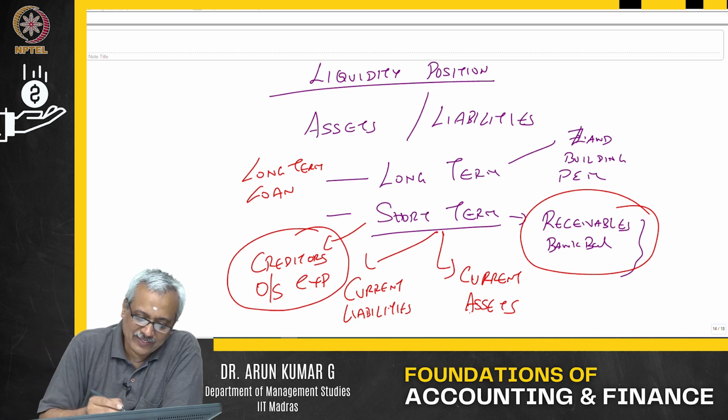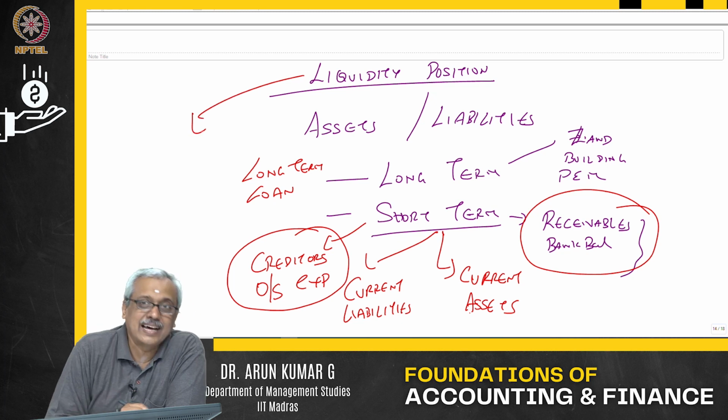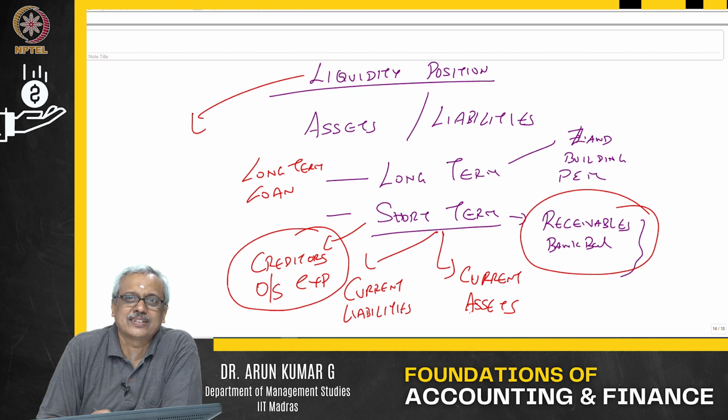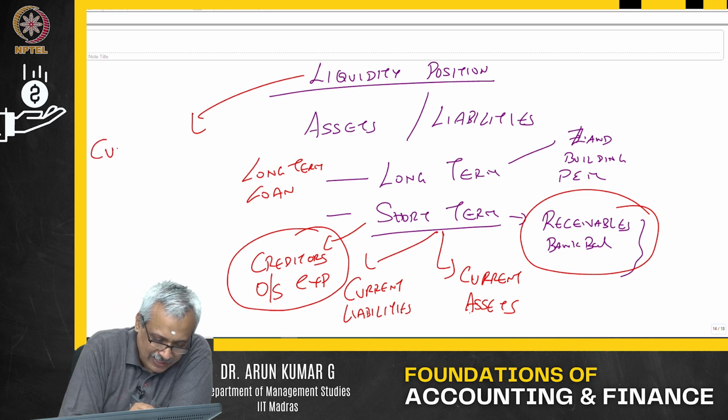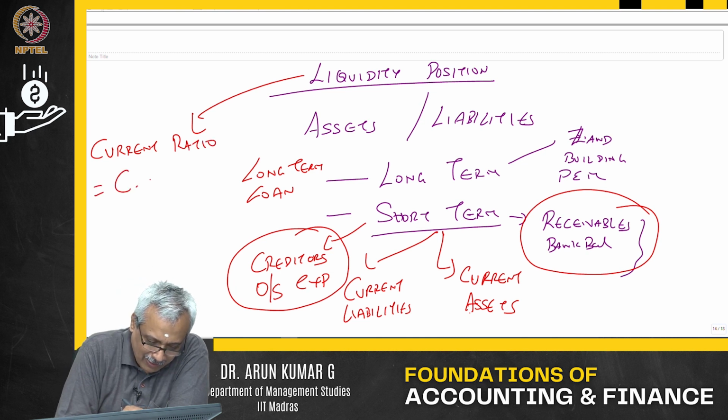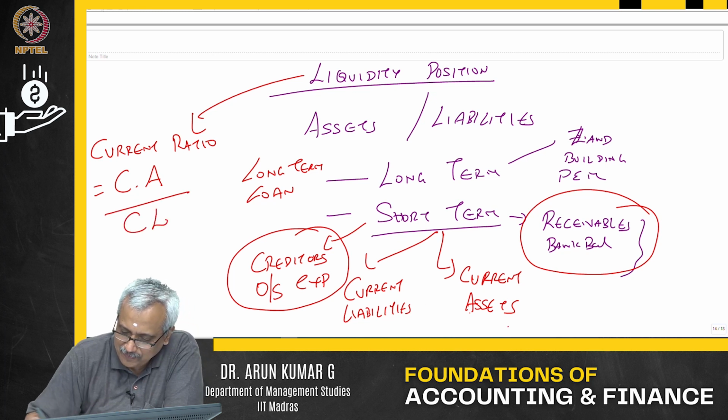So we look at the liquidity, whether your short term assets are enough to pay off your short term liabilities. So we calculate what is called the current ratio. That is nothing but my current assets divided by my current liabilities.